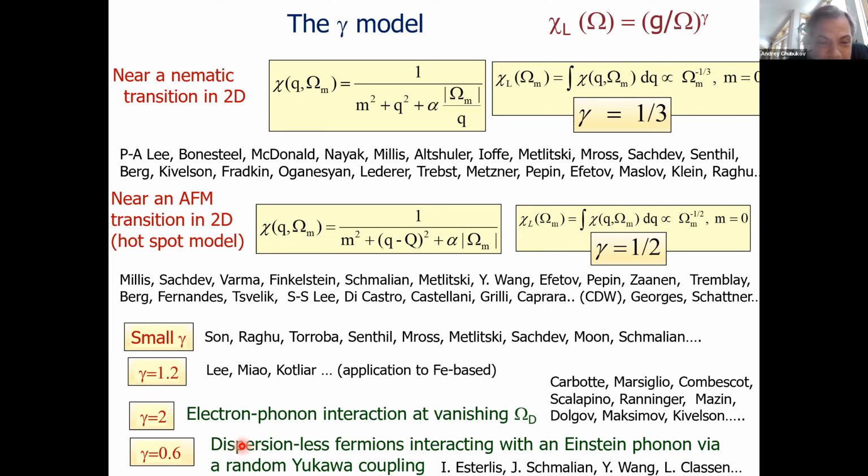And finally, I can't resist mentioning that you have probably all heard about the SYK model and its extensions. Exactly the same pairing story appears in the model of dispersionless fermions interacting with Einstein phonons with a random Yukawa coupling, which was nicknamed the Yukawa SYK model. And a number of people studied this. The equations are the same and the conclusions are the same as for the models that I will discuss.